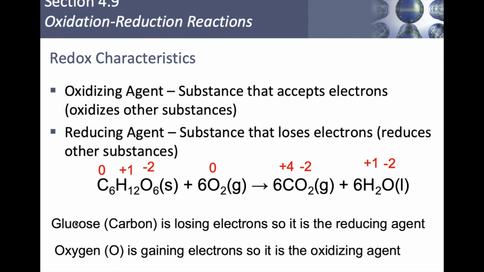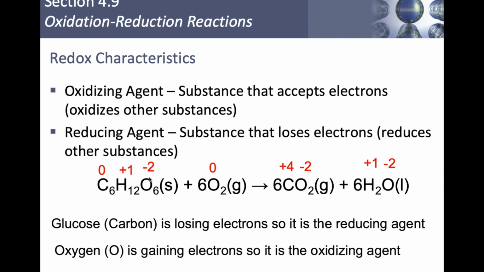So glucose, the carbon specifically, but glucose, is losing electrons in this situation. Look, I go from 0 to +4. The only way to go from 0 to +4 is to lose electrons. If I'm losing electrons, this becomes more positive. So that means that glucose, the carbon specifically, but glucose, because the entire thing gets wrapped in, is my reducing agent.